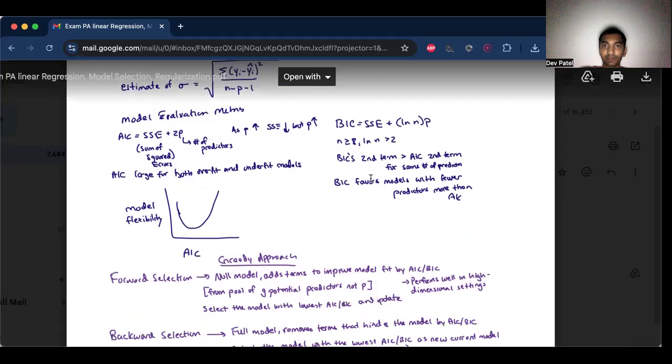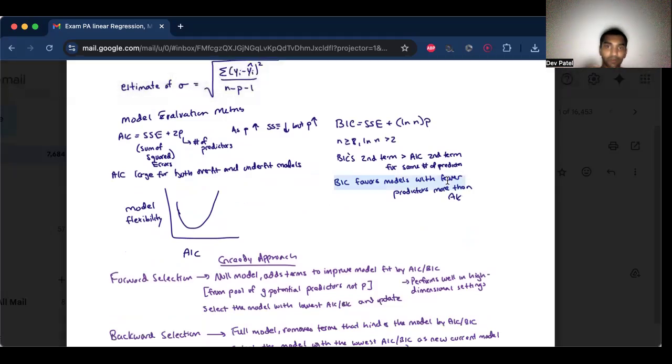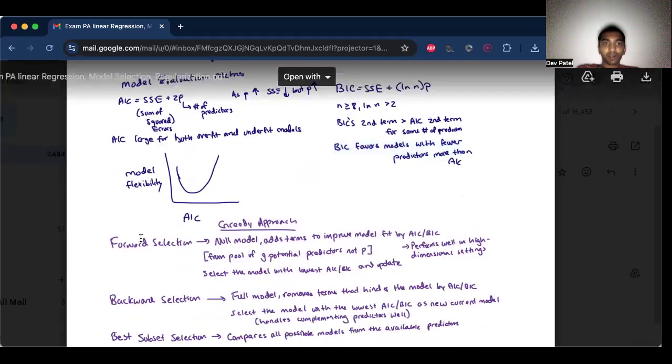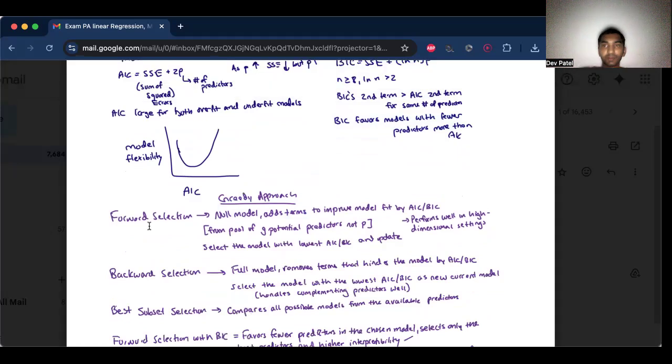So that's the main thing, that BIC is going to generally favor models with fewer predictors. And then let's go into model selection. So how can we select between these different models? We have three different approaches: forward, backward, and best subset. The two greedy approaches are forward and backward.